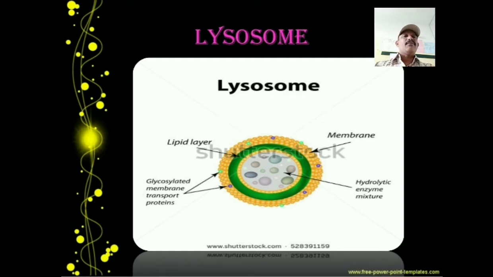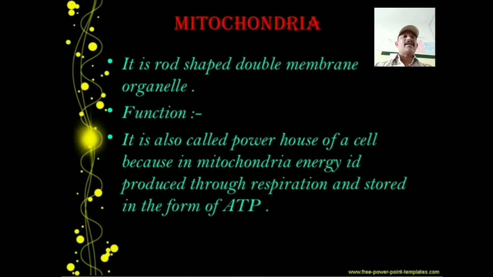So next point we will discuss is mitochondria. This mitochondria is also called the powerhouse of the cell. It is a rod-shaped double membrane organelle. It is in a rod shape and covered by two membranes. Then we can say there is a double membrane, and then we can name it an organelle.